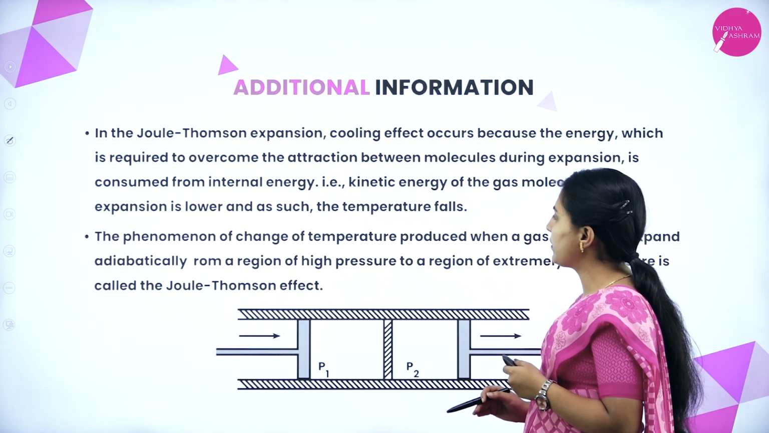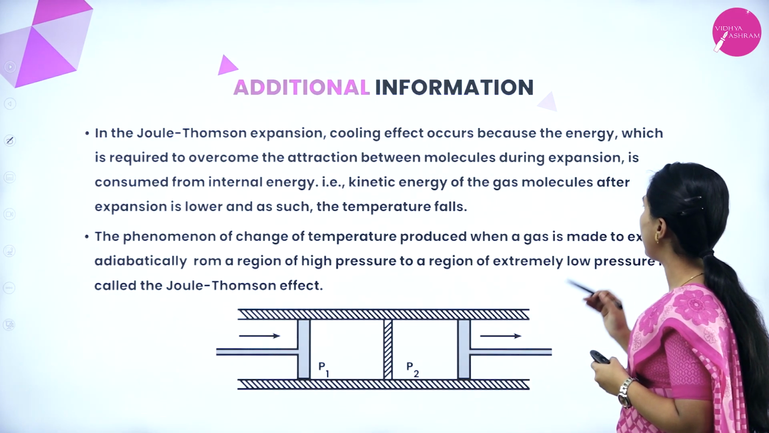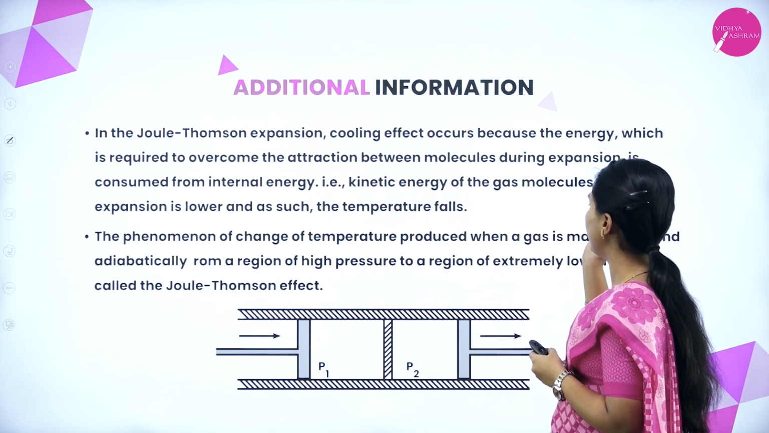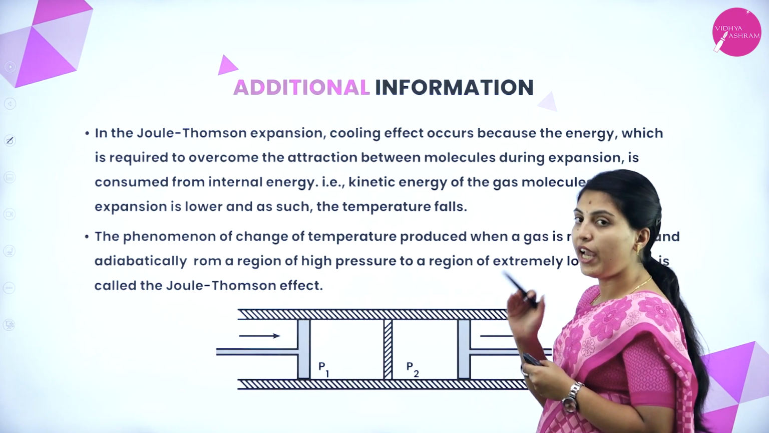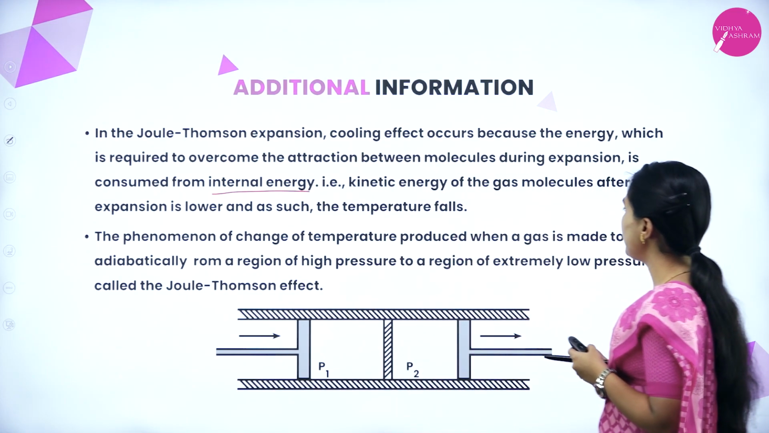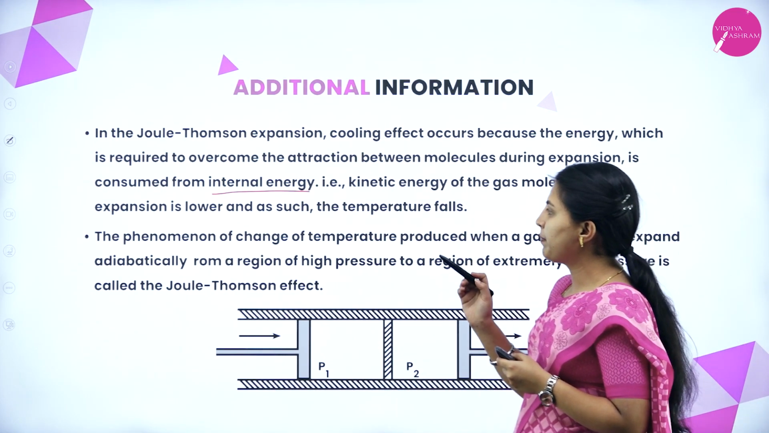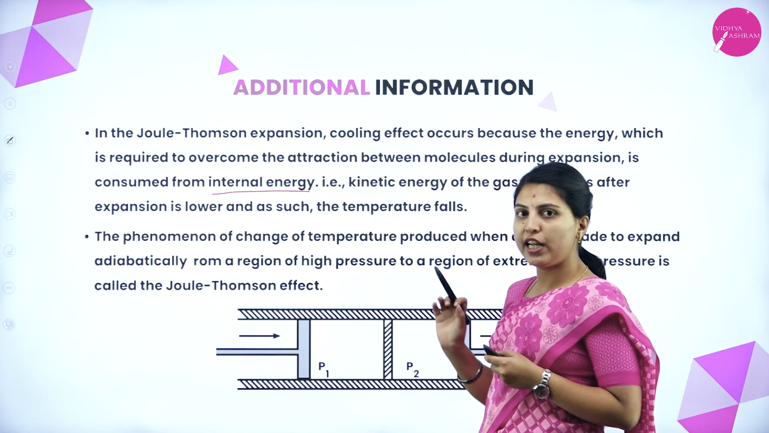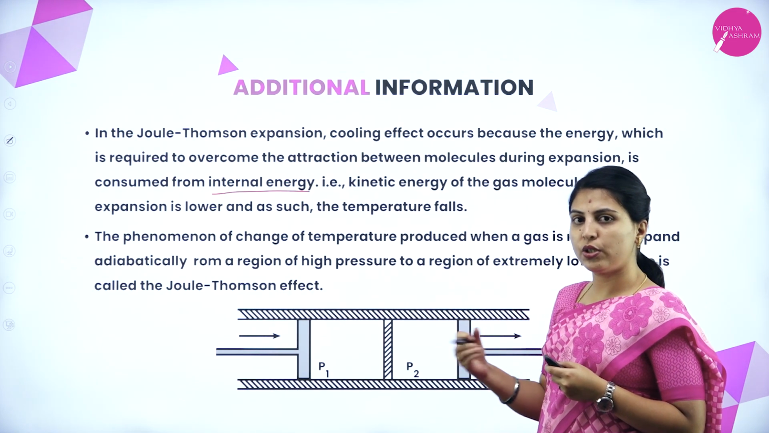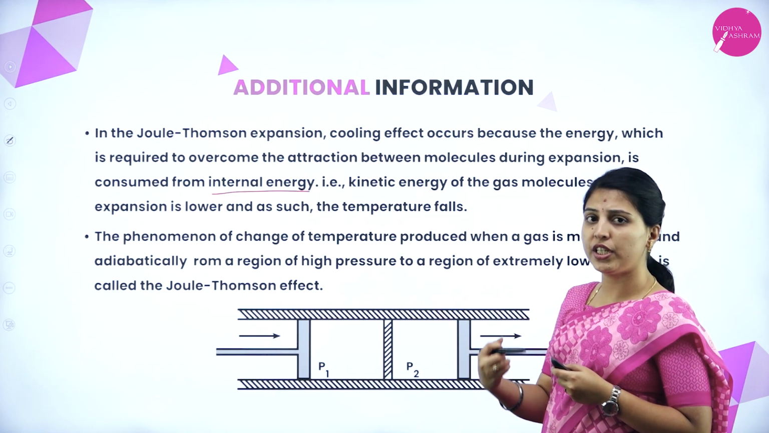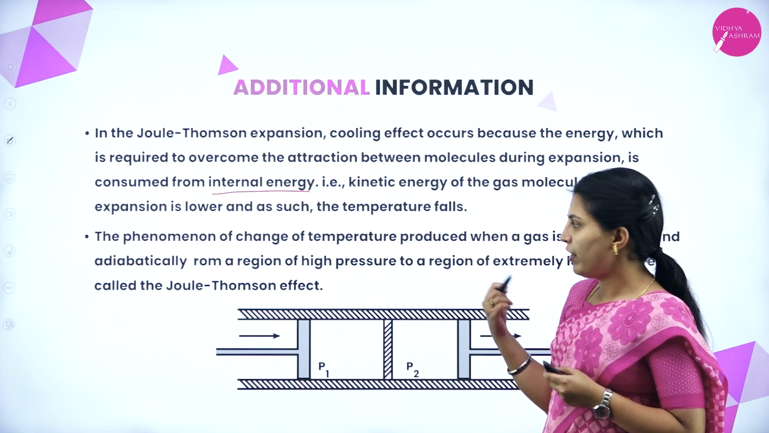In Joule-Thomson expansion, the cooling effect occurs because the energy required to overcome the attraction between molecules during expansion is consumed from the internal energy, that is, the kinetic energy of the gas molecules after expansion is lower, and so the temperature falls. Due to the kinetic energy, the movement of molecules, the cooling effect starts. That is how, from higher pressure to lower pressure, the temperature falls.